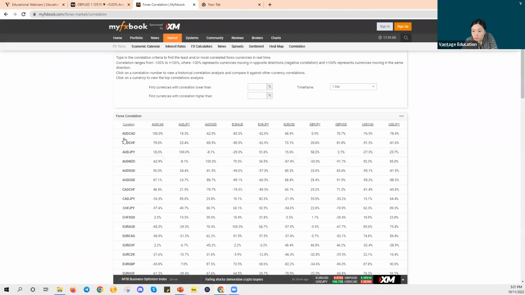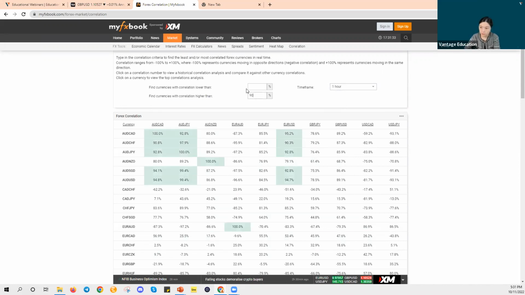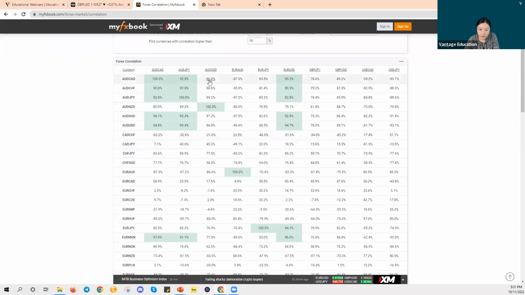And then coming here, you can use the time frame, and remember, different time frames work differently. So whatever I'm seeing on a 1-day chart might be different on a scalper's 5-minute chart. So my suggestion is you choose the time frame you use on your trading platform. If you are using 1 hour, just click 1 hour time frame. Find currency with correlation higher than, for example, 90%. Then they will highlight to you. And then you can see here that these are very, very correlated.